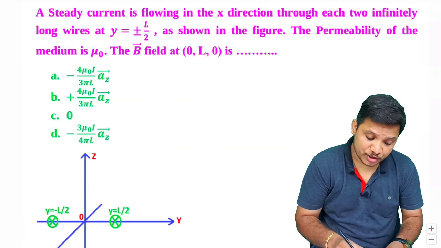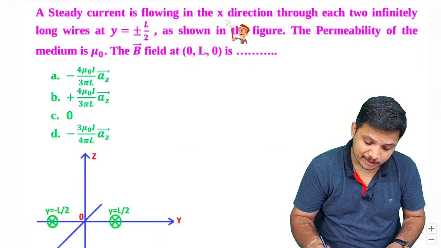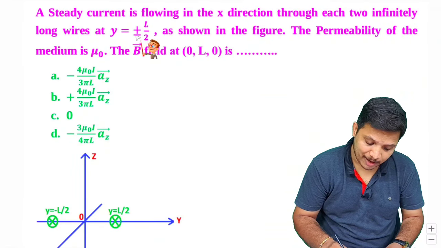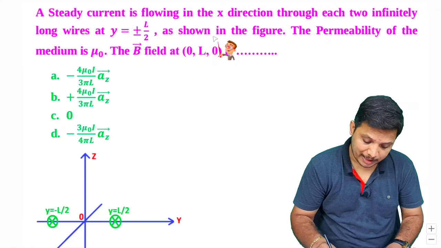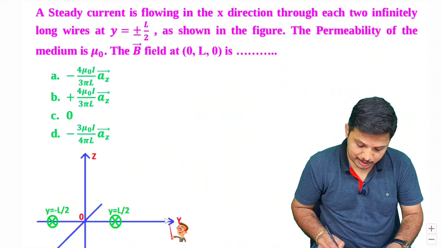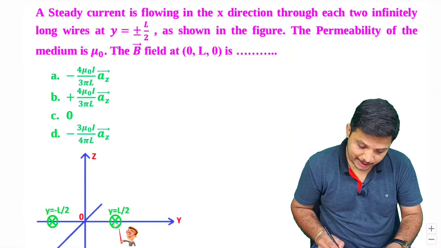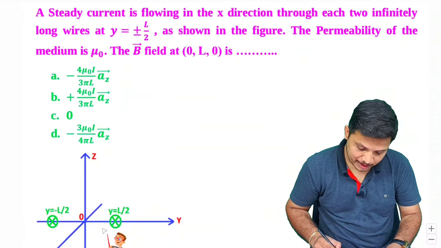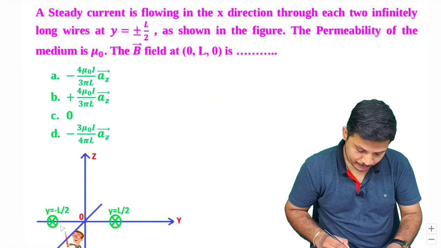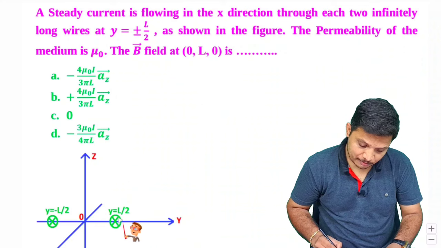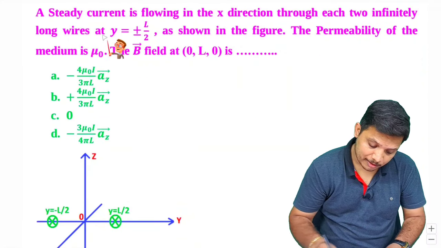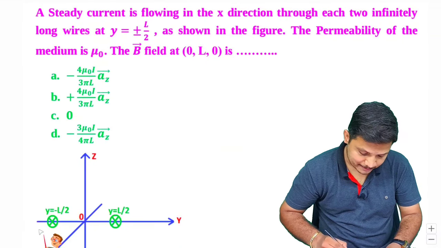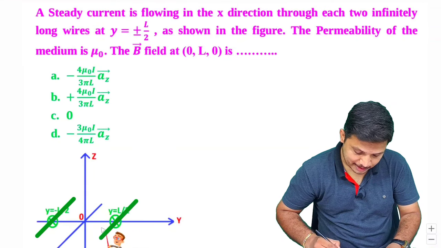In the next question, a steady current is flowing in the X direction through each of two infinitely long wires at y equals plus or minus L by 2, as shown in the figure. You see in the figure, this is the y axis and steady current is flowing through the wires. Here the cross symbol is given, meaning current is going in this direction. The wires are infinitely long, placed at y equals plus or minus L by 2, so definitely they are placed like this, and the current direction is in this direction.